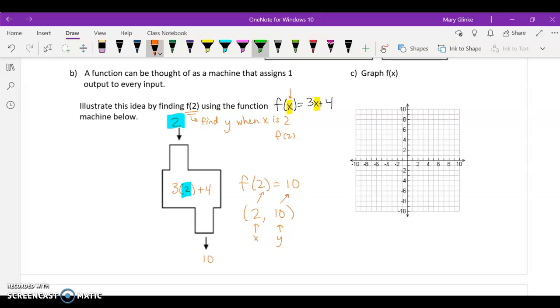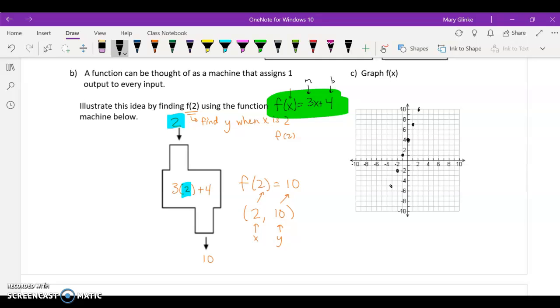So we're going to go ahead and graph this function. F of x equals 3x plus 4. Notice this is still in slope-intercept form. So we're just going to graph this like we did before. Our y-intercept here is 4. Our slope is 3, meaning I'm going to go up 3 over 1, up 3 right 1, and down 3 left 1.